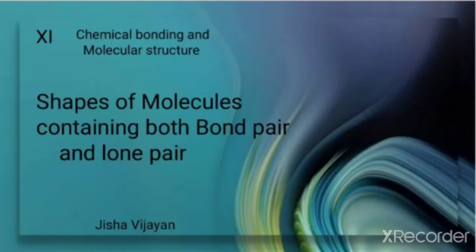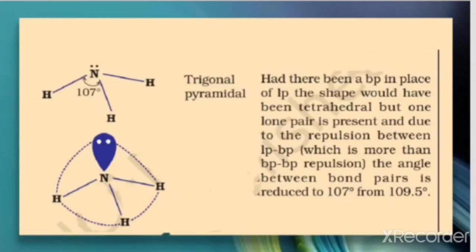Hello students, let us discuss the shapes of molecules containing both bond pair and lone pair. As we have already discussed VSEPR theory in the previous video, in that we have discussed the shapes of some of the molecules. But in some molecules like ammonia, the geometry is tetrahedral, but the shape is pyramidal because of the presence of a lone pair.